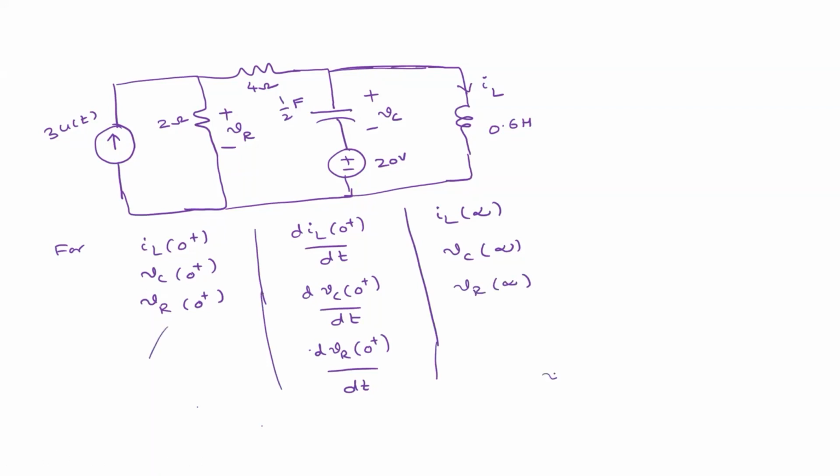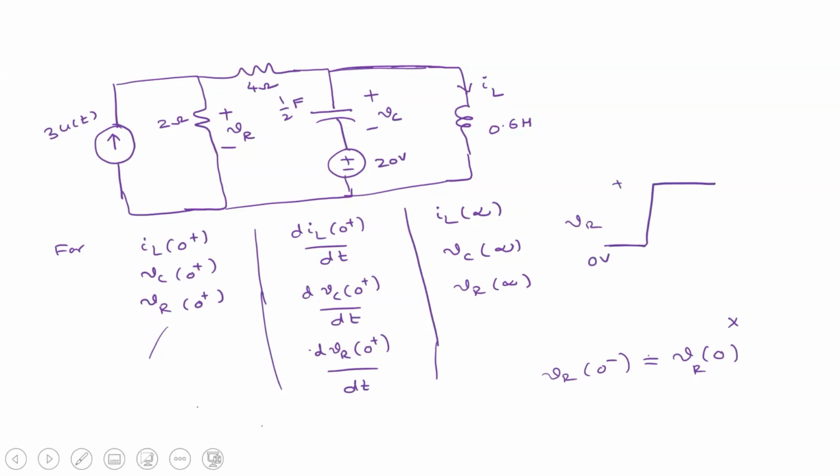So one thing you need to remember: VR of 0 minus is not equal to VR of 0 plus, right? So this is wrong. Why is it wrong? This equality is only applicable for capacitor voltage and inductor current. Unlike the capacitor, a resistor will allow sudden change in voltage. For example, if it switches suddenly on, its voltage suddenly becomes some finite value. So this entire thing is wrong. This relation is not applicable for capacitor currents and inductor voltages either. Keep that in mind.